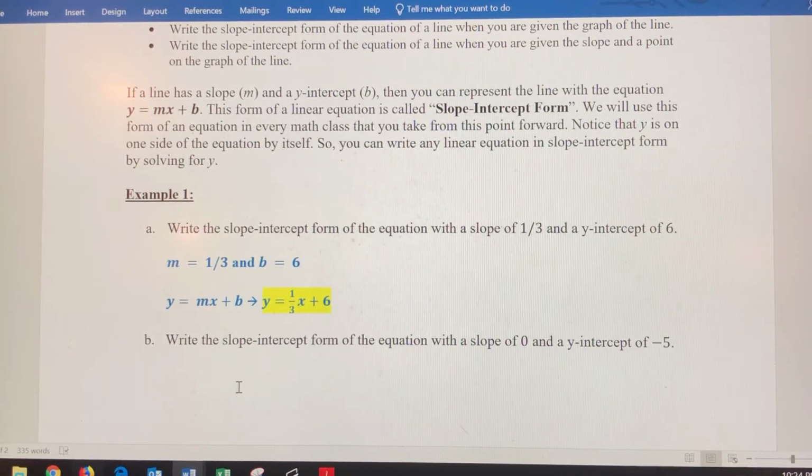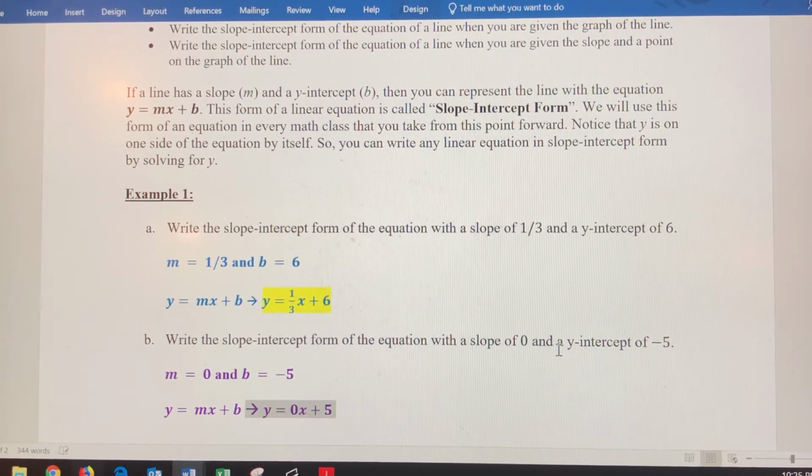Let's look at part B here. We're given this information. We want to write the slope-intercept form of the equation that has a slope of 0 and a y-intercept of -5. Slope is 0, that means m equals 0. Y-intercept is -5, that means b equals -5. So we're just going to plug these values into my slope-intercept form, which is y equals mx plus b, which gives me this, y equals 0x plus 5.